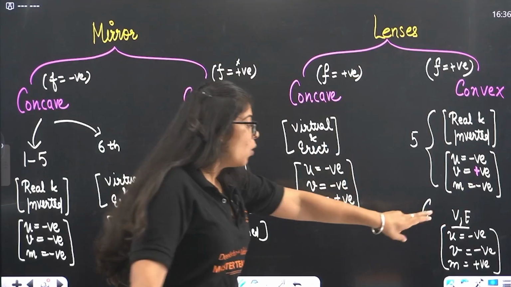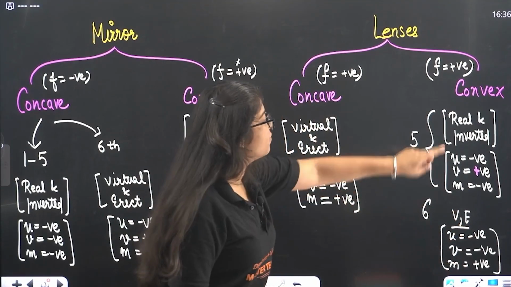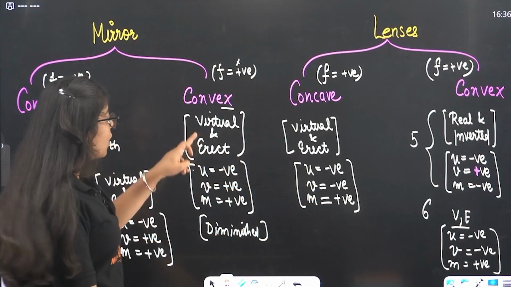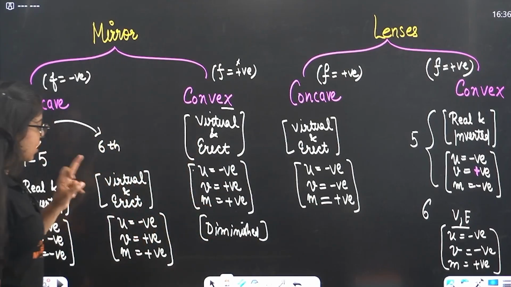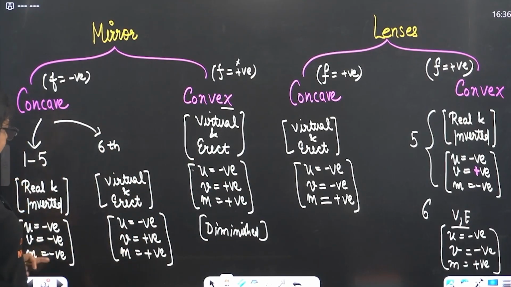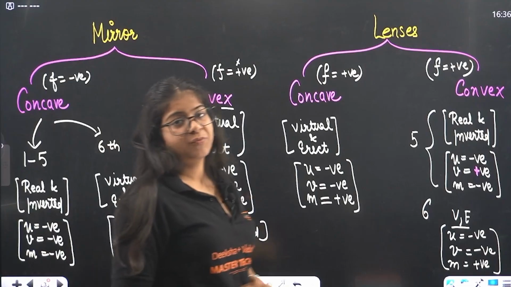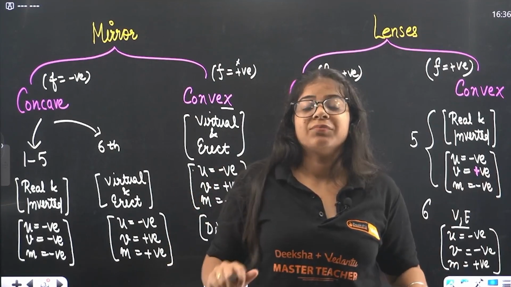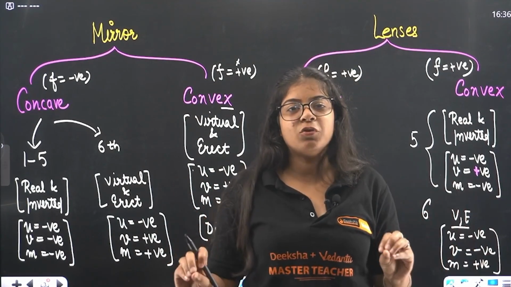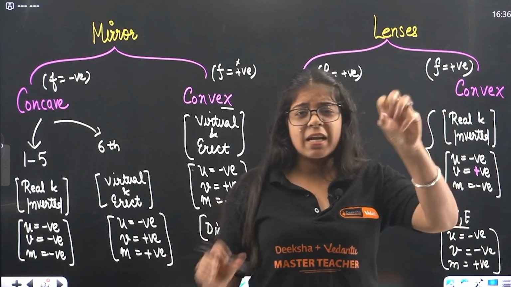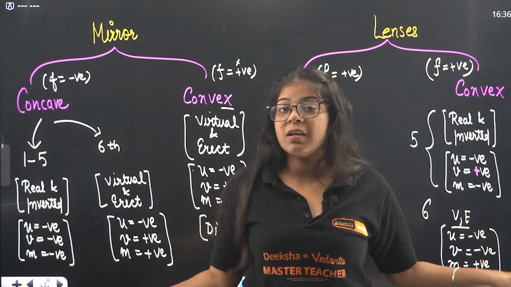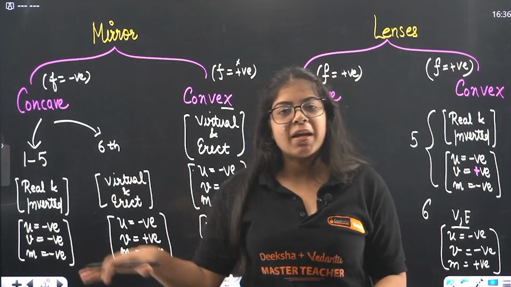Now see one thing. Virtual and erect, magnification positive. Real and inverted, magnification negative. Virtual and erect, magnification positive. Real and inverted, magnification is negative. So magnification is sorted. U is always negative. It's only the v you have to remember. Magnification: real and inverted negative, virtual and erect positive. Done. Anywhere, in any case, in mirror or in lenses.